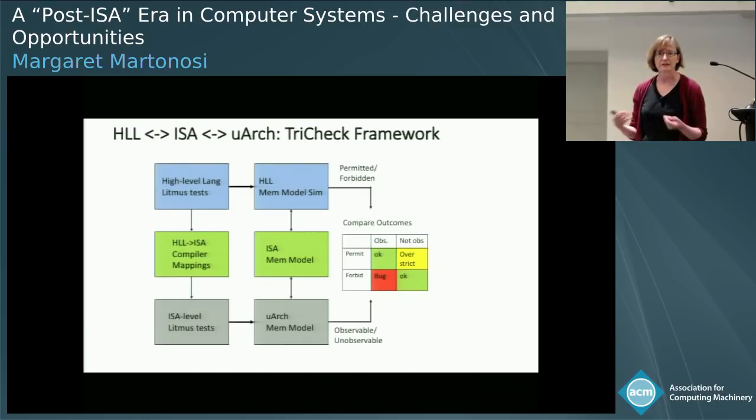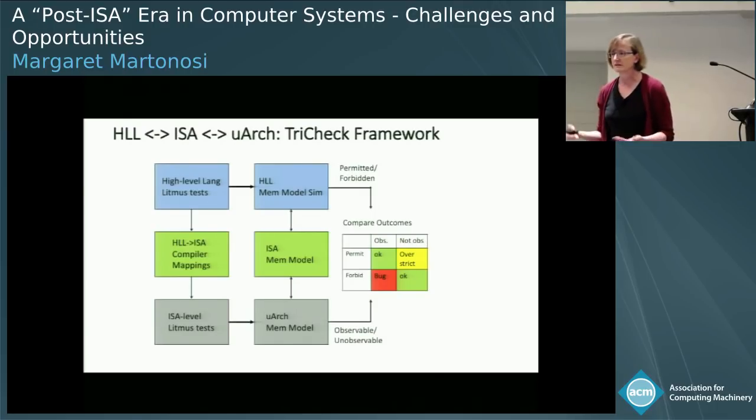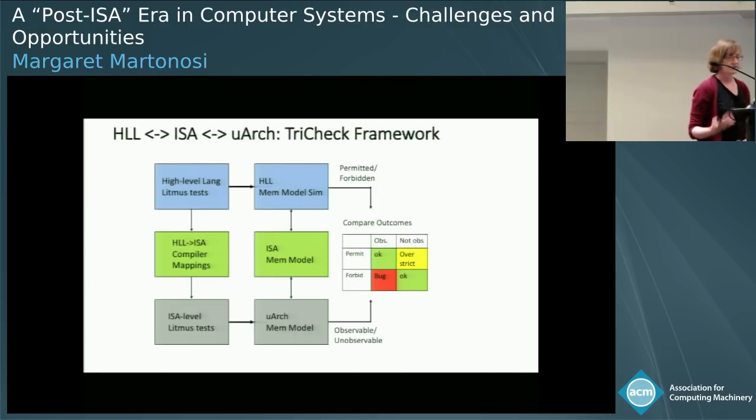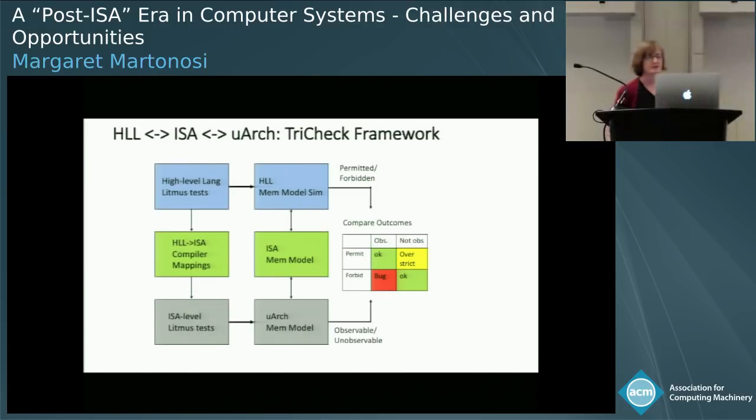So for example, if I want to have a TSO processor, but I implement it in a very simple in-order way with no write buffer, I've actually implemented sequential consistency. It's stricter than it needs to be, but it's legal for TSO. So that's the yellow box. You might be leaving some performance on the table, but you're okay.